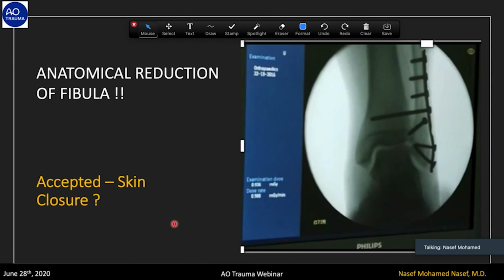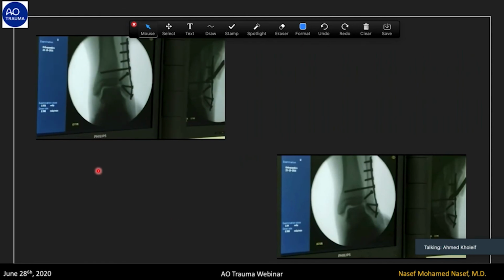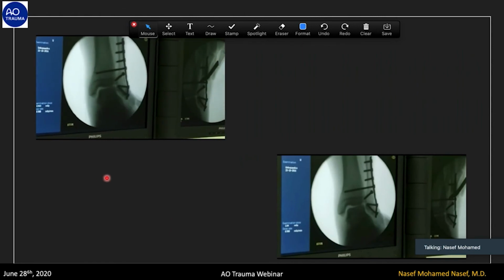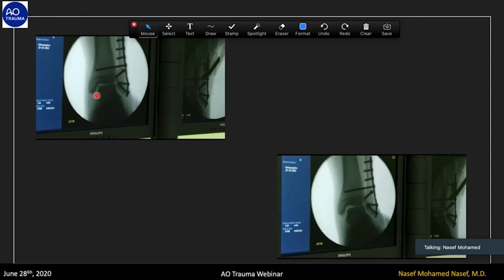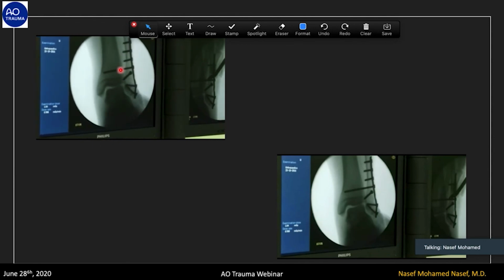Yes, I have to test the medial ligament. And actually, that is what I did. Now, we can debate in this particular case, should I fix this now or shouldn't I? I have fixed the syndesmosis. Why do I need to fix the deltoid? And this is still debatable.